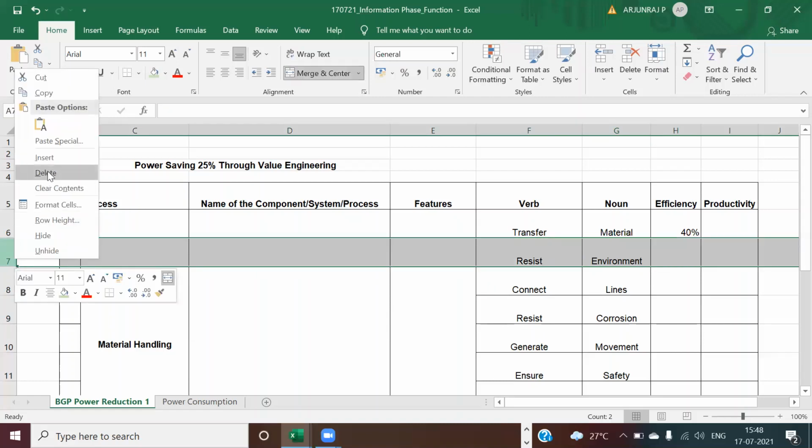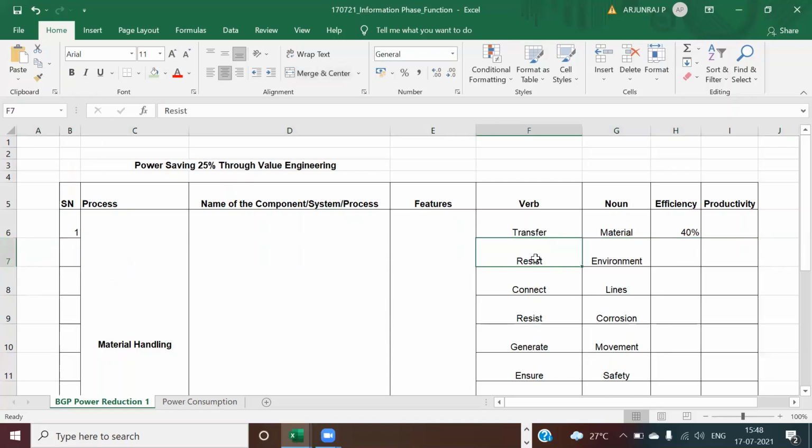Resist environment we can remove. It is not so important. Okay, maybe the reliability. What about the durability? It should ensure durability, right? Durability should be good, and the reliability also should be. Durability is also right. Durability we can write. Yeah.